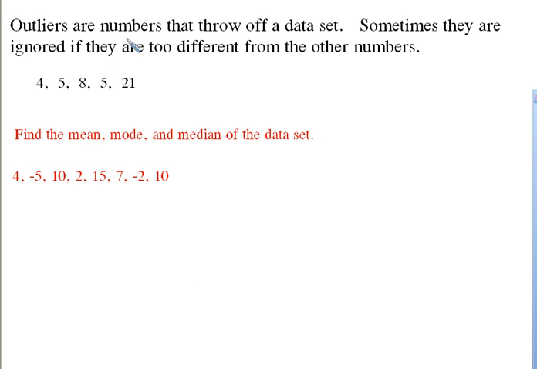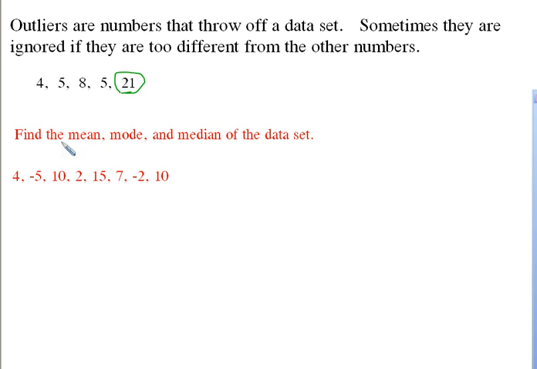Now, outliers are numbers that throw off a data set. Sometimes they're ignored if they're too different from the other numbers. So, for example, here 4, 5, 8, 5, 21. Now, this 21 is way different than these other ones. The range from 8 to 4 is only 4, because 8 minus 4 is 4. But 21 to 4 is going to be 17, so that really throws off the data set. So we could either A, ignore it if you're allowed to do that, or B, go ahead and include it in the data set, but this would be recognized clearly as an outlier. It's an unusual number in the data set.